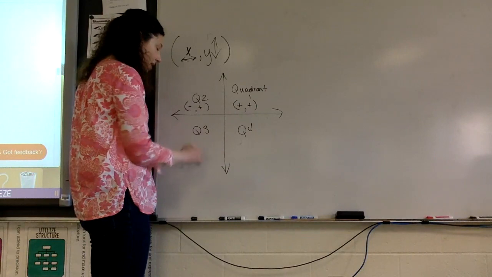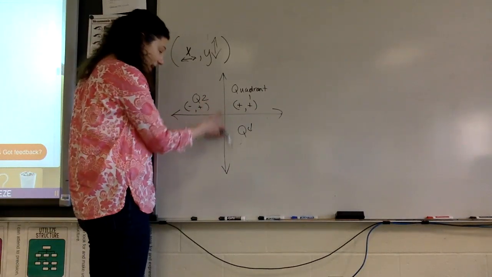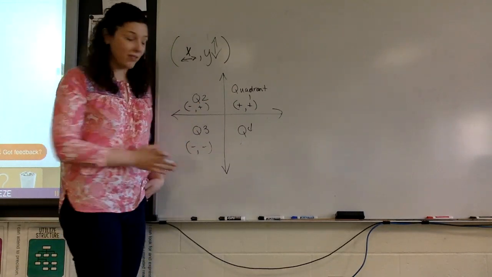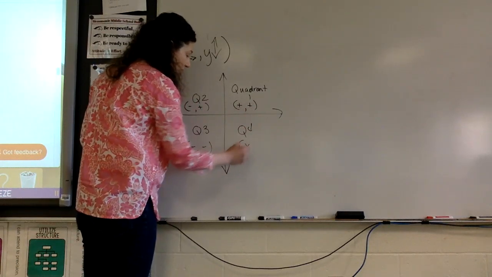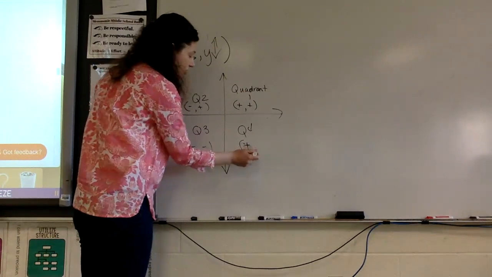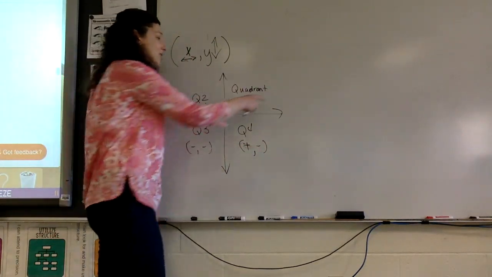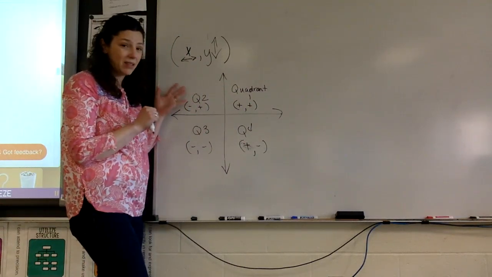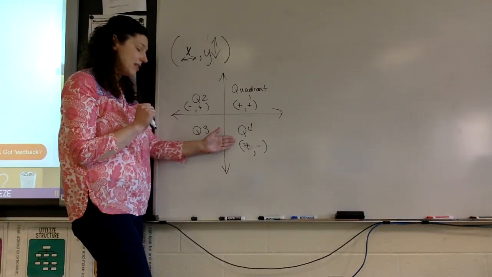Down here, I am going below 0 on my x and below 0 on my y, so this is a negative number and a negative number. And over here, in this quadrant, I'm moving to the right, so that's a positive x, but I'm moving down, so that's a negative y. So anything in this quadrant is a positive, positive. Anything here is a negative, positive. Anything here is a negative, negative. Anything here is a positive, negative.